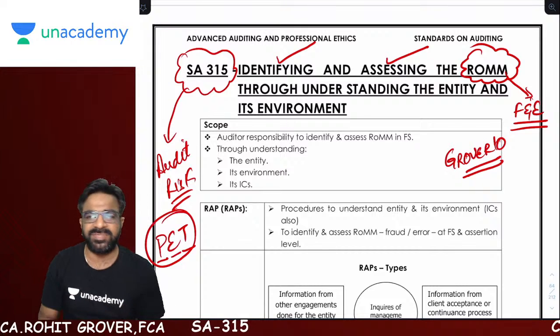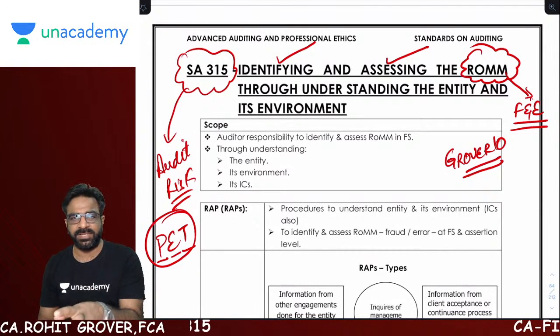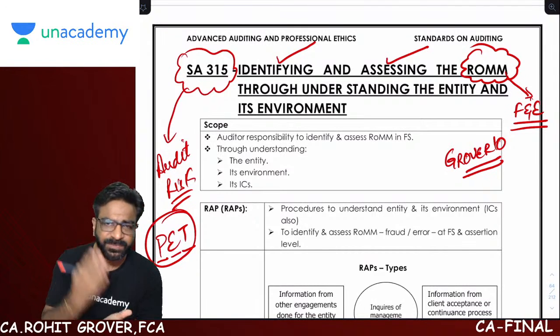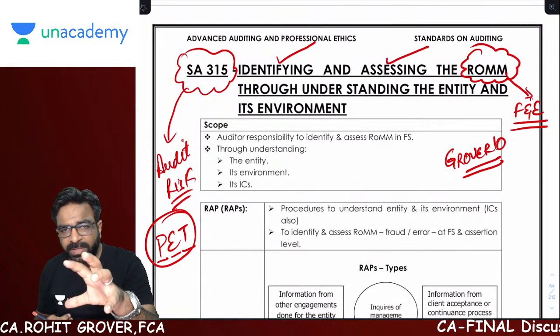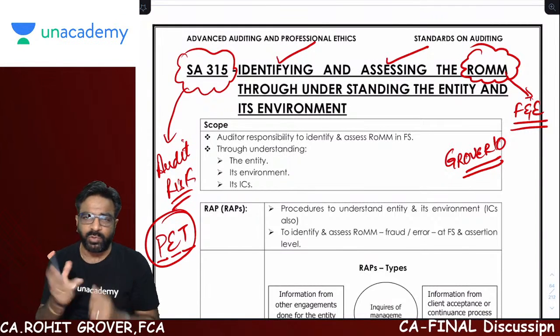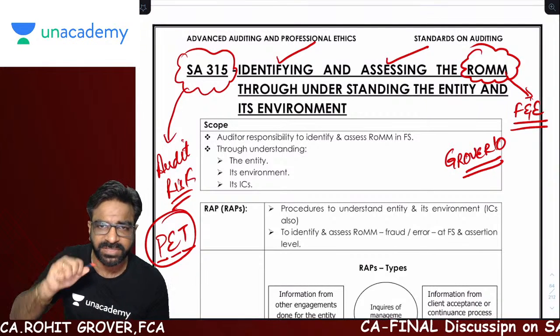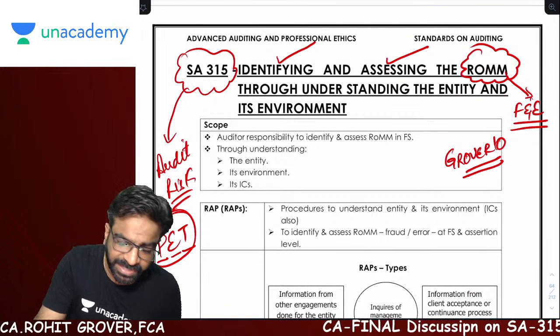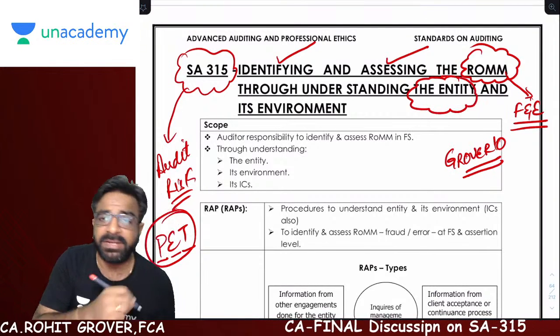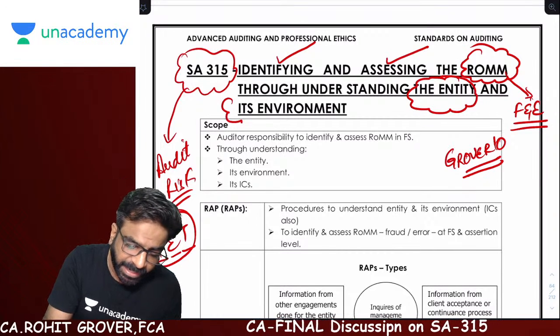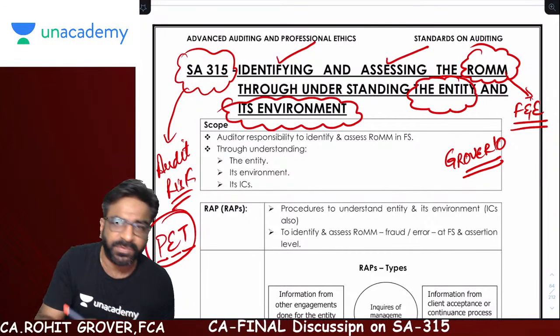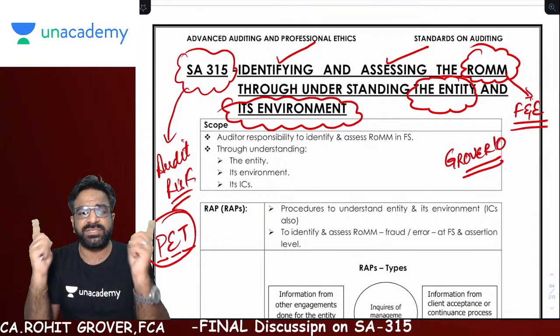What do you mean by material misstatements? It means frauds and errors. It is the auditor's responsibility to identify and assess the risk of frauds and errors by what? By understanding the entity, and by understanding the environment within which the entity is operating.